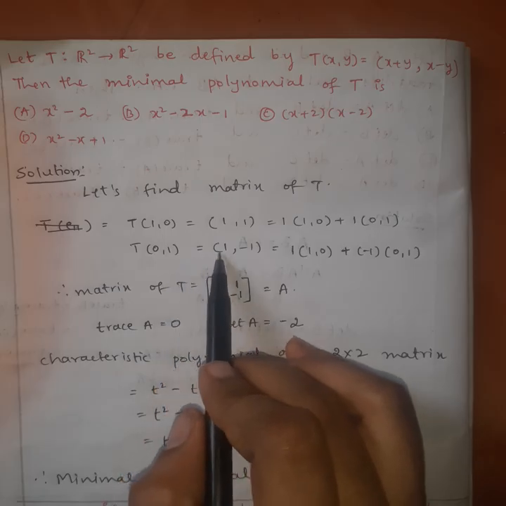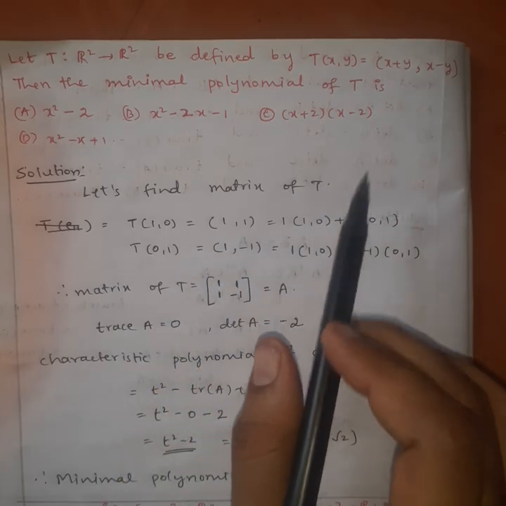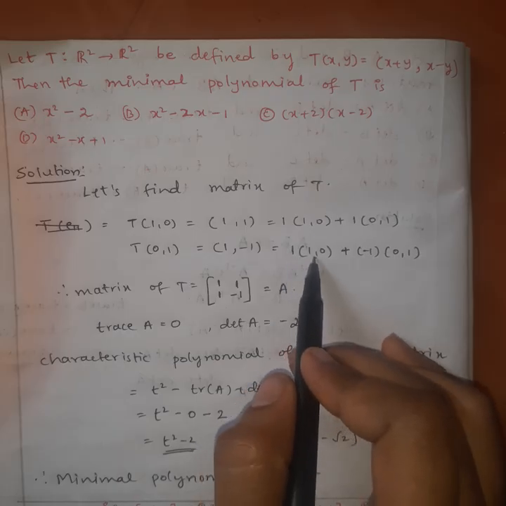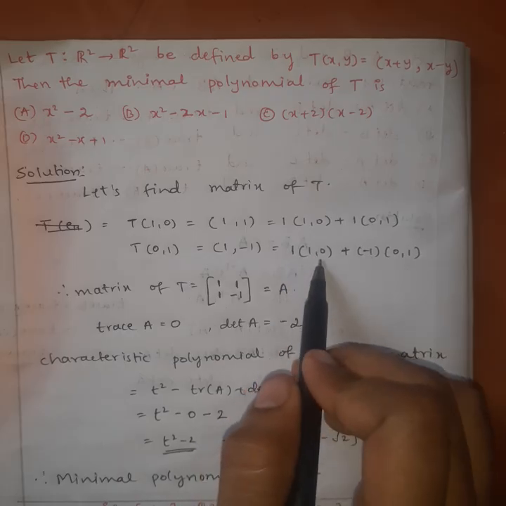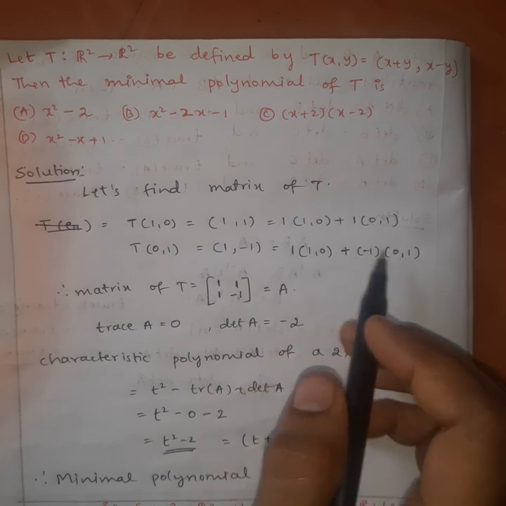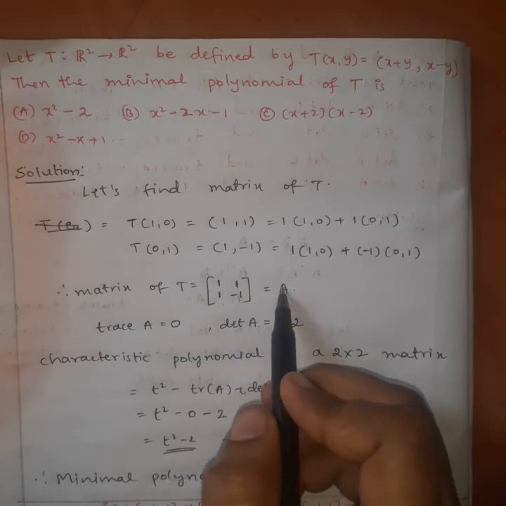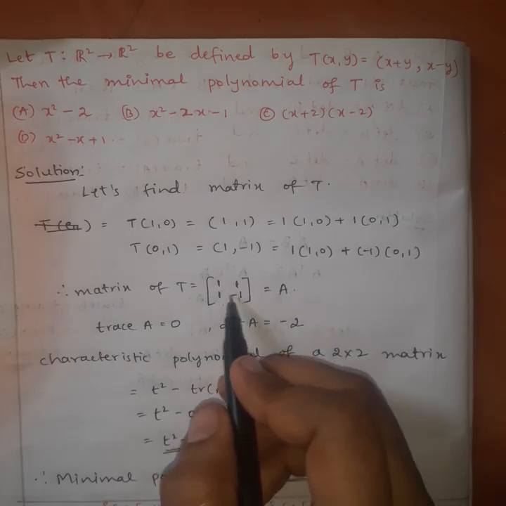T(0, 1) is (1, −1). After putting the values here, this can be written as a linear combination of basis vectors e1, e2. So 1 into (1, 0) plus −1 into (0, 1). So the matrix of T will be [[1, 1], [1, −1]]. This is A. Here trace of A is 0.